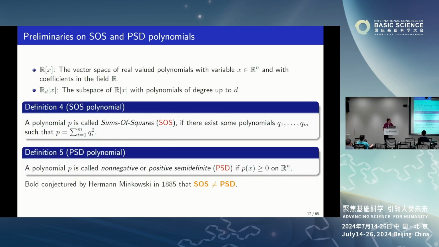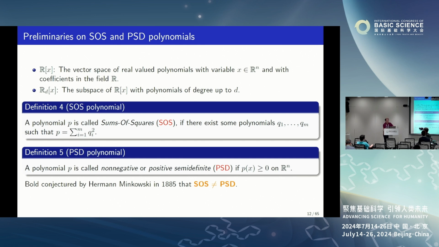A very quick review, I give some formal definitions. The first is that we use the notation R[x] for the vector space of real-valued polynomials, where the variable x belongs to R^n. The coefficients are real coefficients. And with this d, meaning that the degree of the polynomials is up to d, could be smaller than or equal to d. And a sum of squares polynomial, just like the name of the definition, means that a polynomial can be written as a sum of squares of some other polynomials.